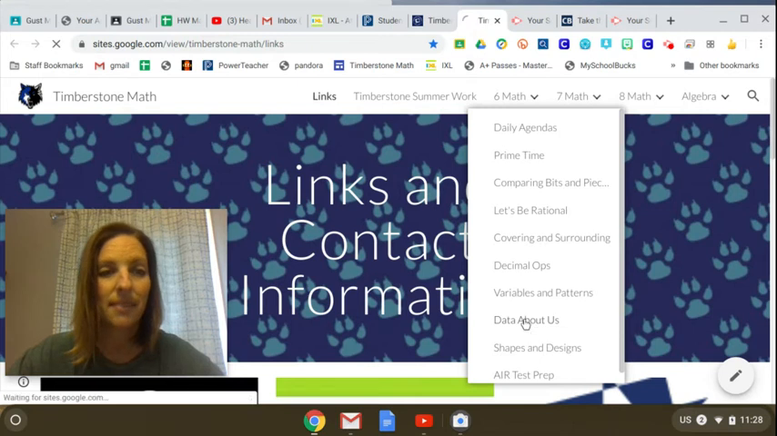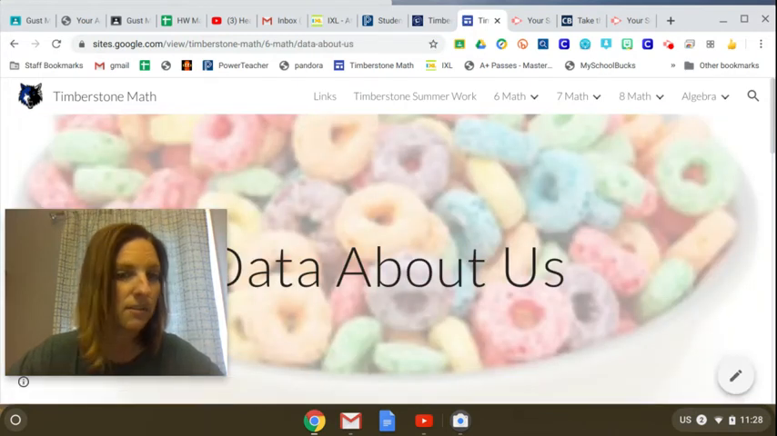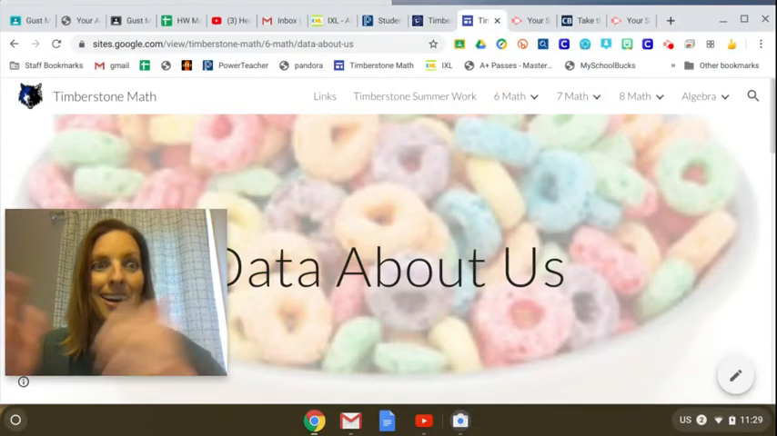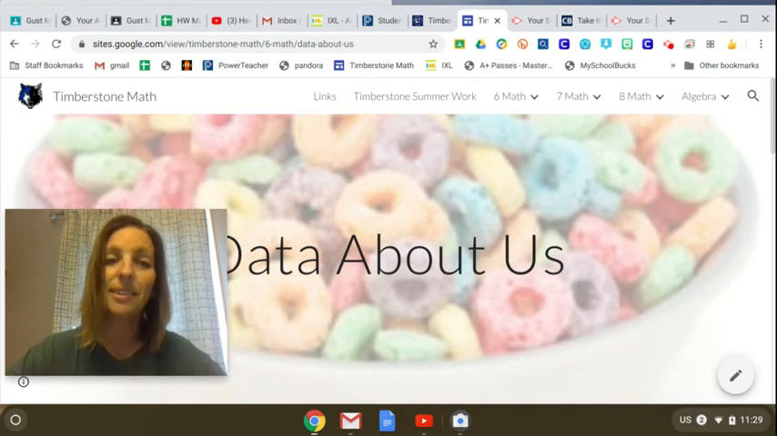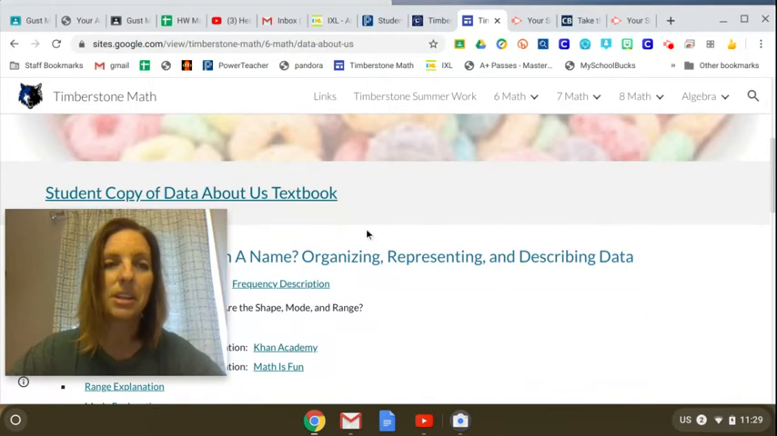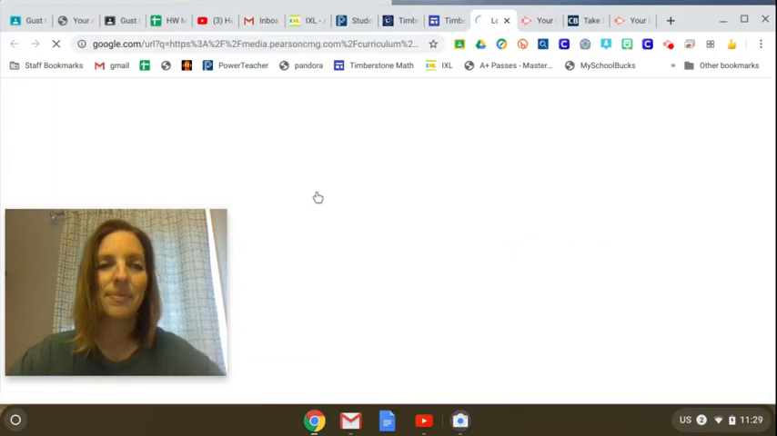Click. Parents, if you're watching, this is the answer to your prayers. Those of you that have been asking, is there a book? I want to help my child and I don't know how. I want to see the book. Ta-da! Here's the book. Okay, now scroll down a little bit and you will see where it says student copy of Data About Us textbook. And there's a little link there.